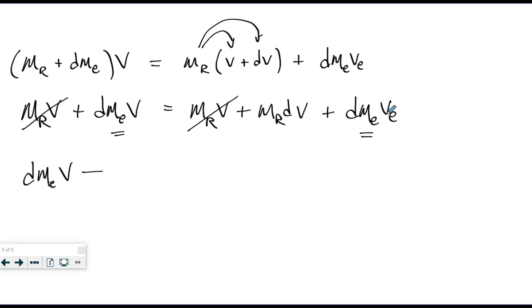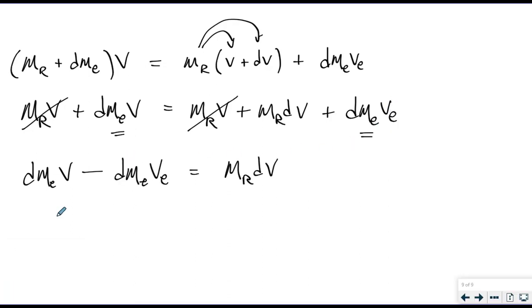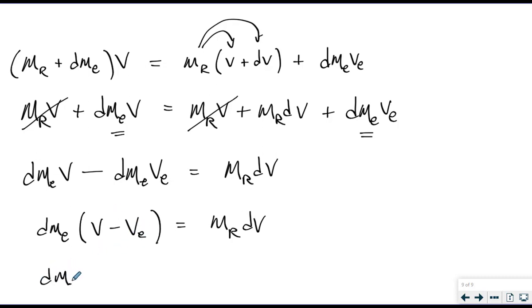minus, if I subtract this term to the other side, and now I can factor out this differential in the mass. Let's write it as, now this v minus ve, this is exactly what I called v star, so I'll write that as dm_e ve star. That's the relative velocity of the exhaust. Relative, that is, in the sense of it's being the observed velocity of that exhaust from the rocket's frame of reference.